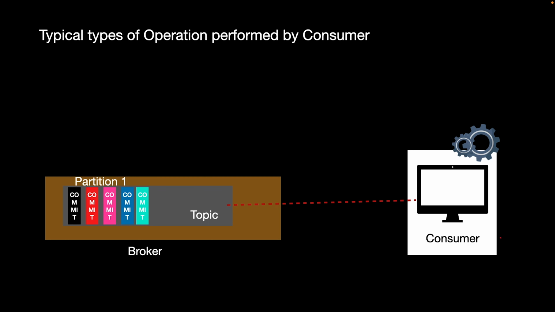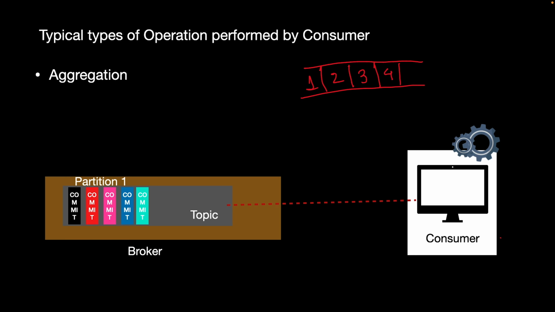Okay, so it can perform aggregation. For example, we have a Kafka topic that contains the events of a particular cricket match. The basic type of aggregation that can be performed on this topic is the sum of all the runs, or calculating the score. This is an example of aggregation of the data on top of the Kafka topic.